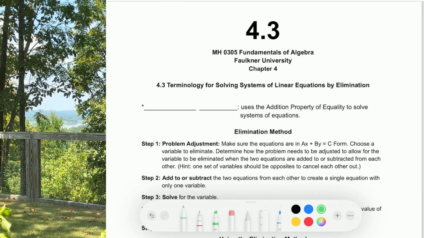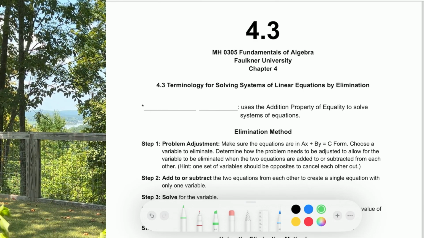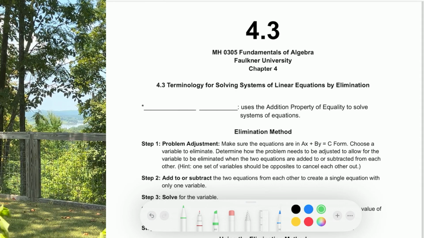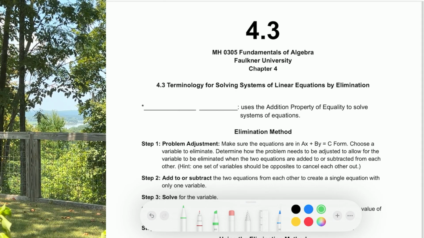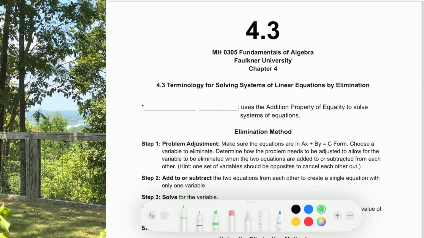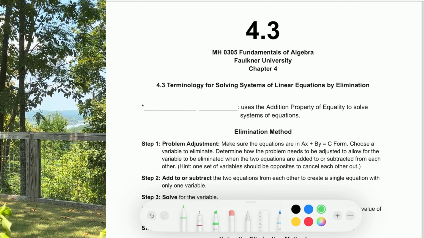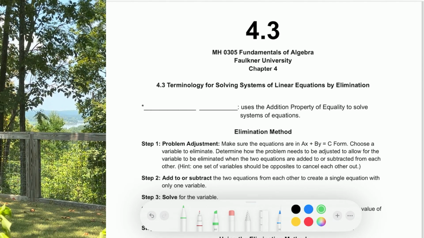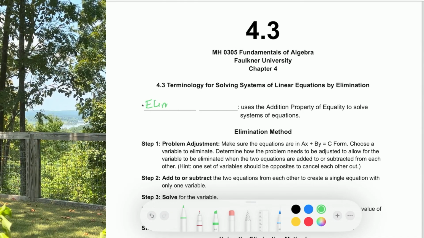Welcome back, students. We'll be looking at section 4.3, terminology for solving systems of linear equations by elimination. In the last section, we solved linear equations through substitution. We're now going to learn about solving them through elimination, which is just a different method to solve the same type of problem. So in our first two blanks, we're going to put elimination method.